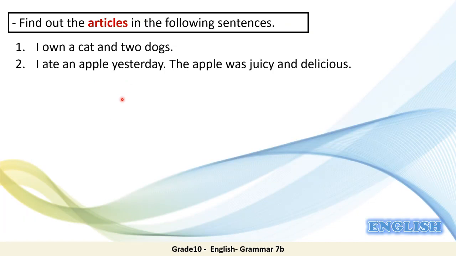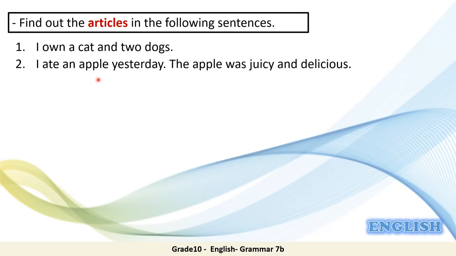Now let's take another exercise. Find out the articles in the following sentences. I own a cat and 2 dogs. I ate an apple yesterday. The apple was juicy and delicious. Pause the video for a while. Underline the articles in each sentence.